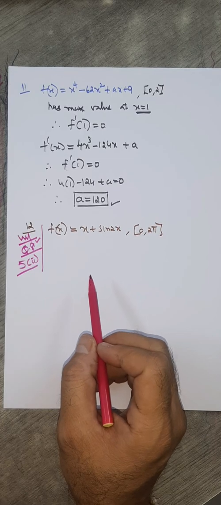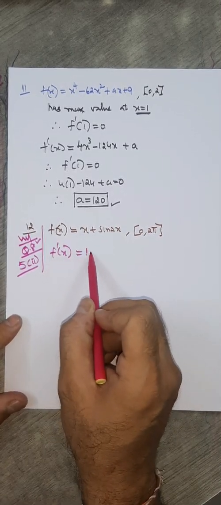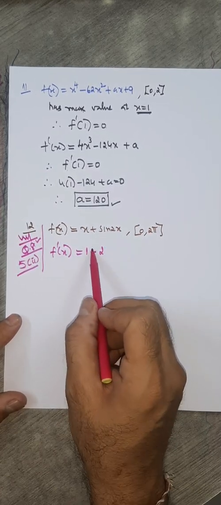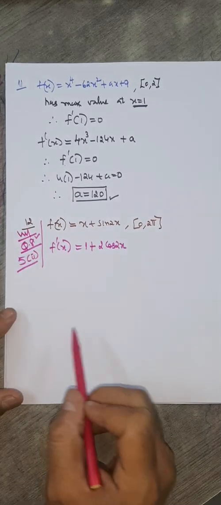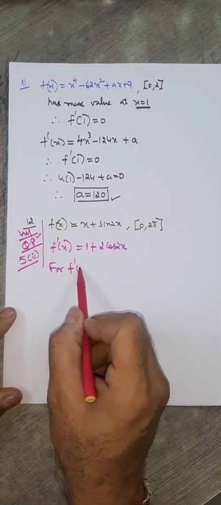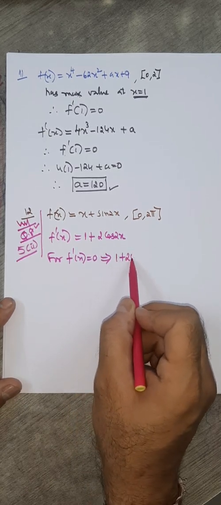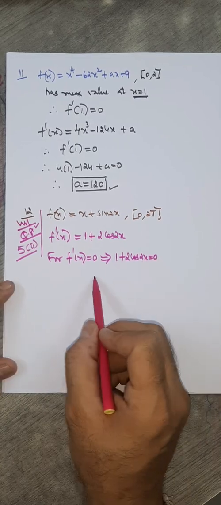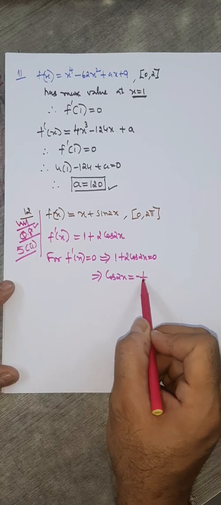We are not asked for the local values, so we just need the first derivative. f dash x equals 1 minus, by chain rule, the derivative of cos is minus sin, so plus twice cos 2x. We don't require the double derivative here. Now for turning points, f dash x equals 0 implies 1 plus twice cos 2x equals 0. So from this, what will we get? Cos 2x equals minus 1 by 2.